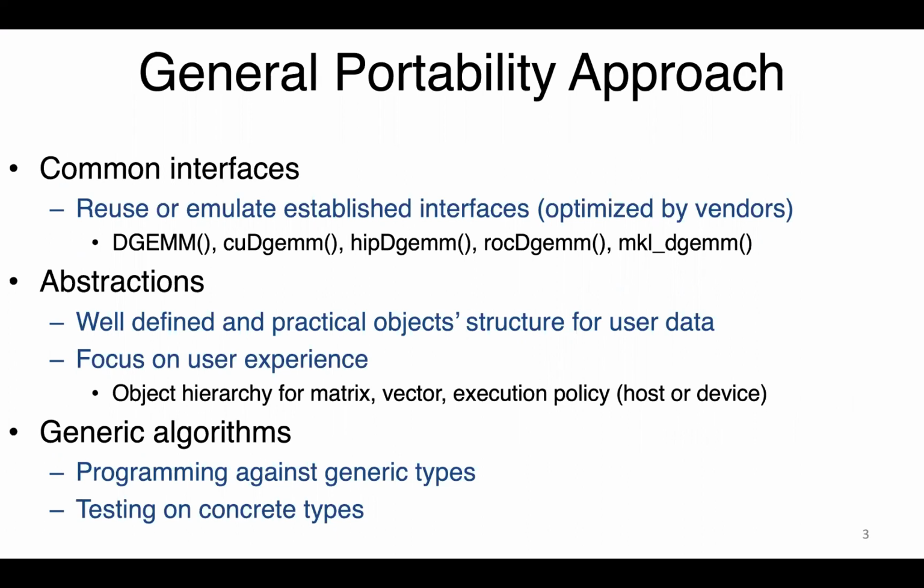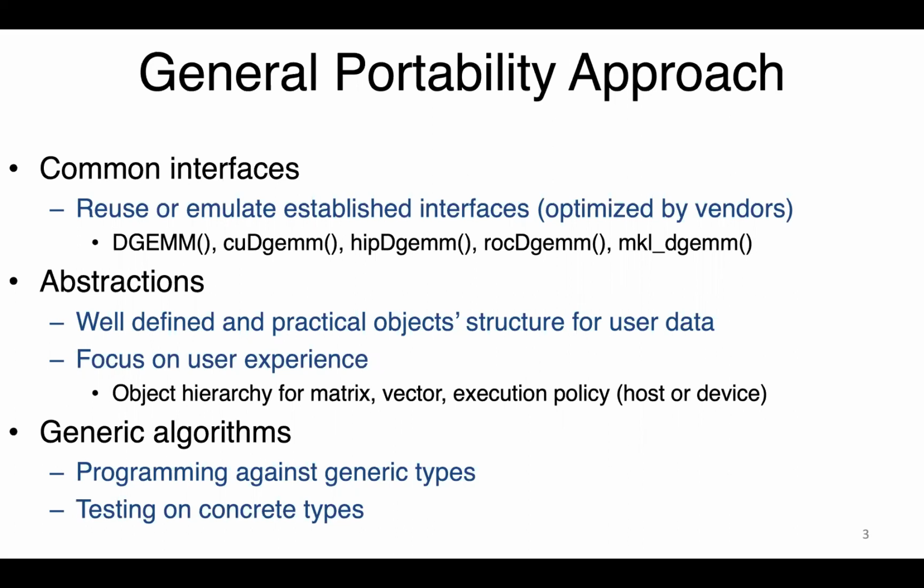We try to stick to common interfaces that have been established over the decades, and they were developed in some of our groups. These are mostly the BLAS and LAPACK libraries that have now been implemented, ported and optimized on multiple platforms and accelerators by vendors. This is an example of a call to matrix multiply, and it has different naming depending on which library you use, either HIP, CUDA, or perhaps MKL.